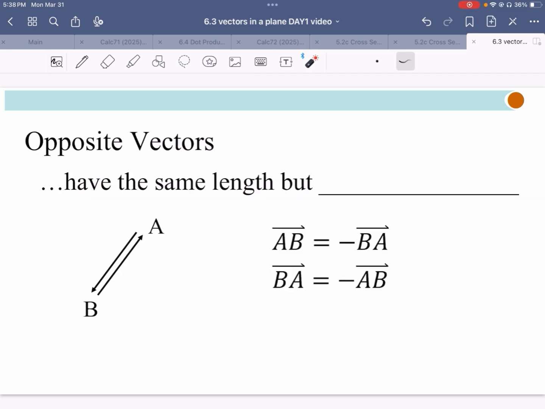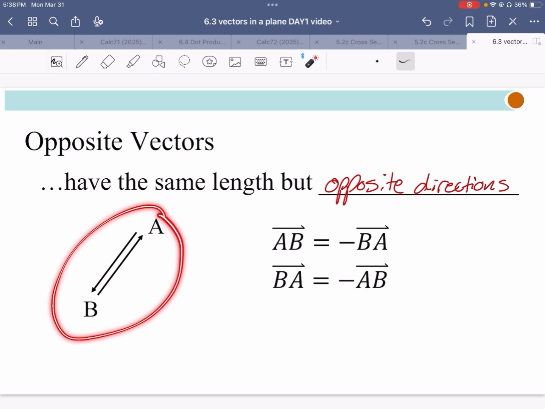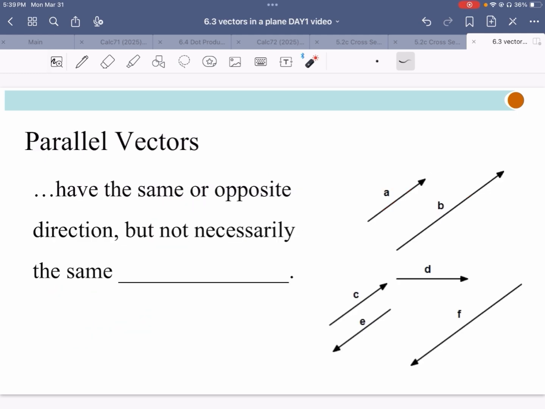Opposite vectors, as you can maybe guess, have the same length but opposite directions. Here we have one vector that's going from B to A, and another vector that's going from A to B. Their length is the same, but the directions are exactly the opposite. Parallel vectors have the same or opposite direction, but not necessarily the same magnitude.